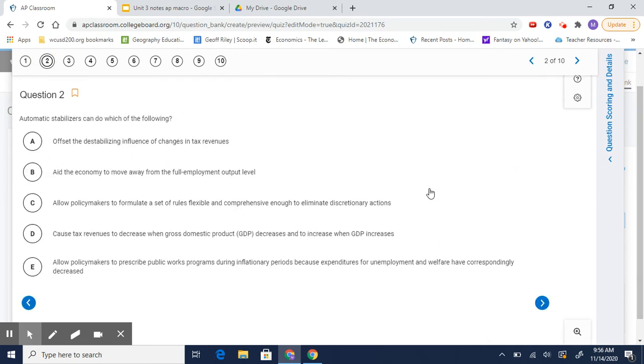All right, number 2, it says automatic stabilizers can do which of the following? Okay, so pause the video, see if you can try this out. And the correct answer here would be option D. Automatic stabilizers cause tax revenues to decrease when gross domestic product falls and increase when gross domestic product increases, because if GDP is falling, that means people are earning less money, so people are paying less in taxes. When GDP is increasing, people are making more money. You're in an expansion, so the government's going to collect more in income taxes.